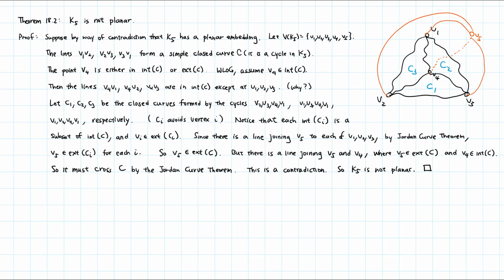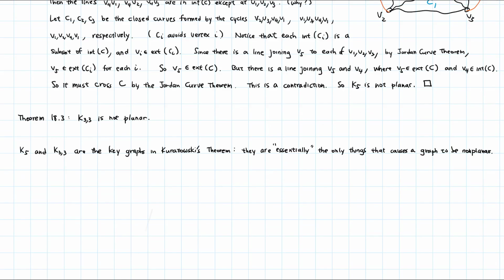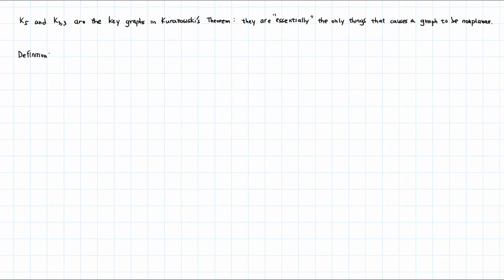Now similarly, you can prove the following: K3,3 is not planar. Now we specifically mention K5 and K3,3 here because they are the key graphs in Kuratowski's theorem. They are essentially the only things that could cause a graph to be non-planar. To make this more precise, we have the following definition.